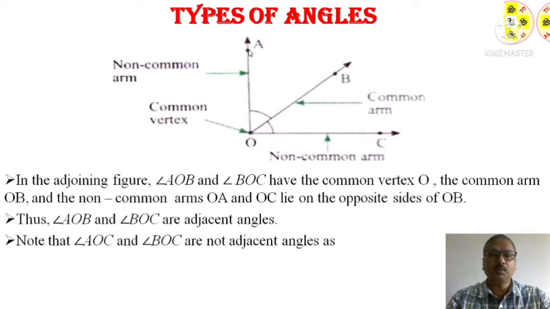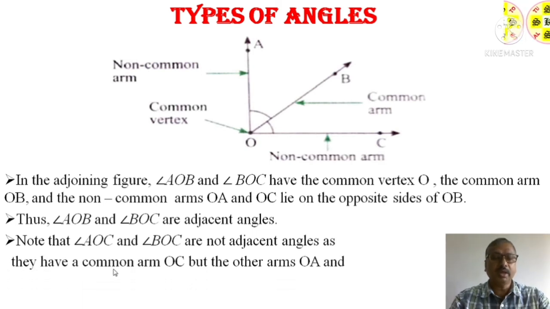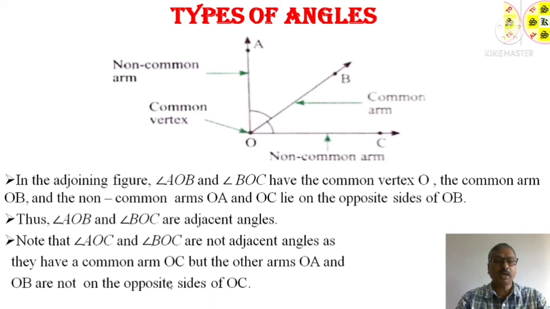If we consider these two angles, angle AOC and BOC, the non-common arms are OA and OB. OC is the common arm, but the other arms OA and OB are not on the opposite sides of OC. That's why angles AOC and BOC are not adjacent. So note this down. Sometimes you may write this by mistake, but it is not correct.